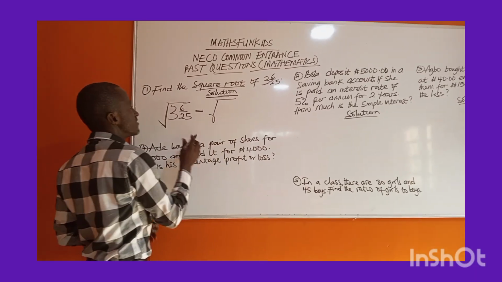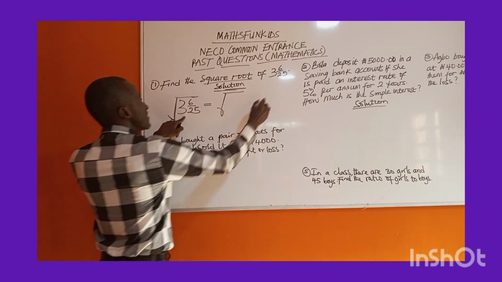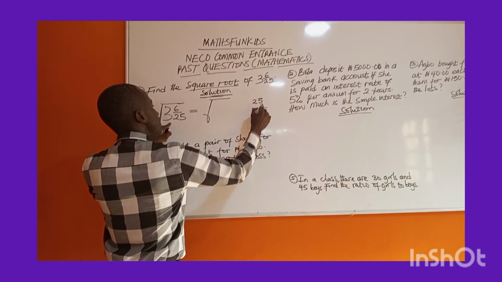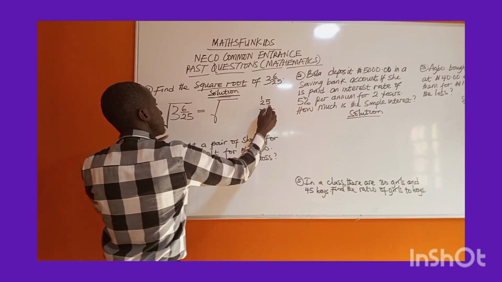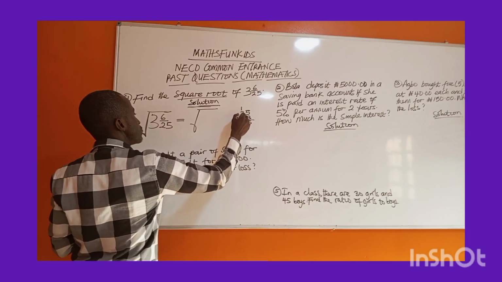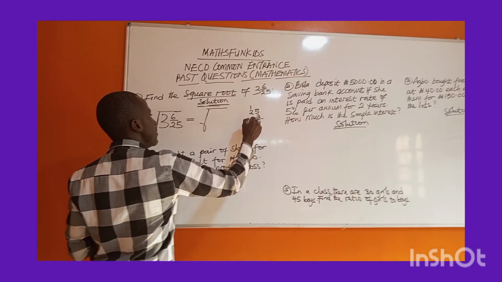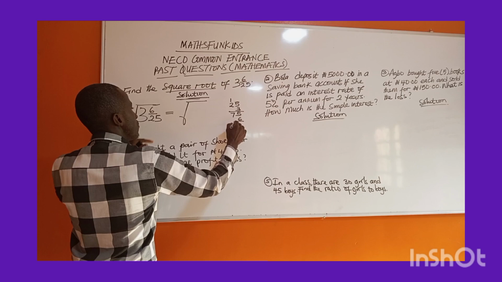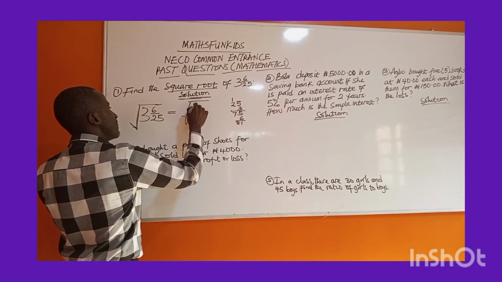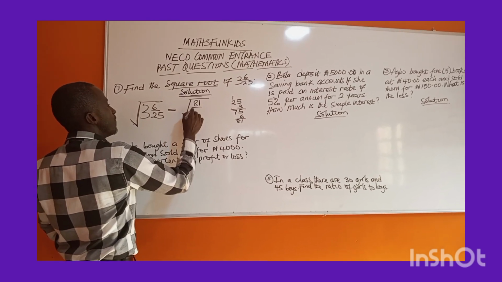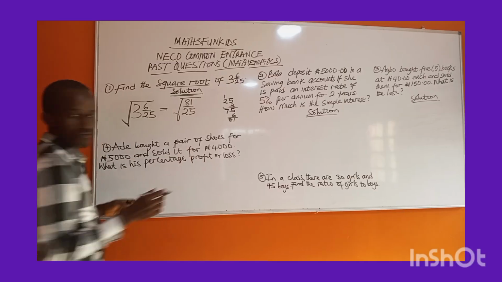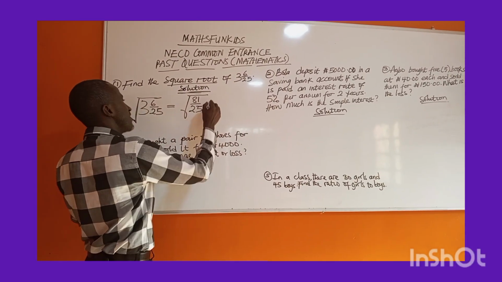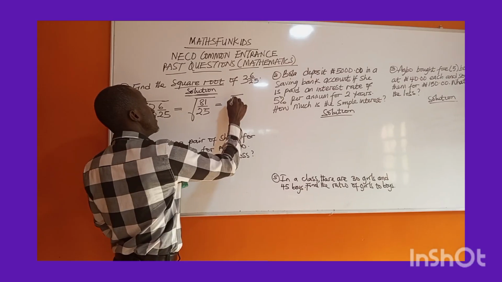So when we do that, we say 25 times 3. 5 times 3, 15. Remember 1. 3 times 2, 6 plus 1 will give us 7. 75 plus 6 will give us 81. So we have 81 over 25.